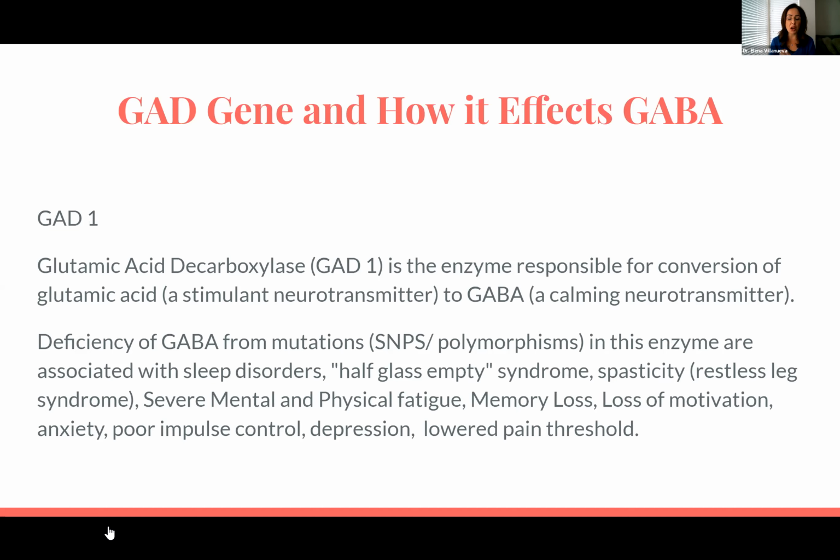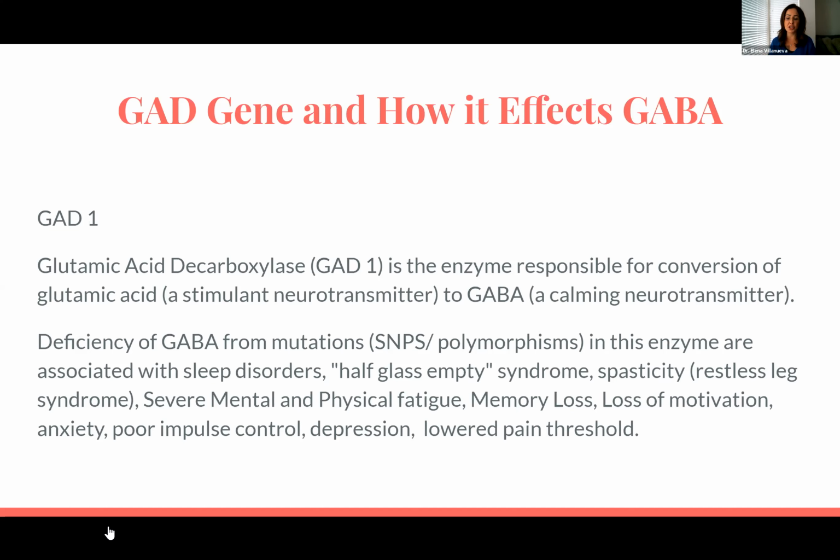Now, when we're talking about GABA related mutations, and specifically the mutations in the GAD gene, we are discussing how the GABA is not being converted from the glutamic acid. So when we have mutations in the GAD gene, we're not able to have the conversion, and therefore that oftentimes can leave us with a deficiency of GABA.